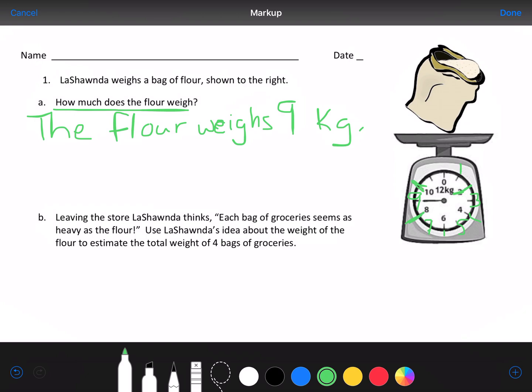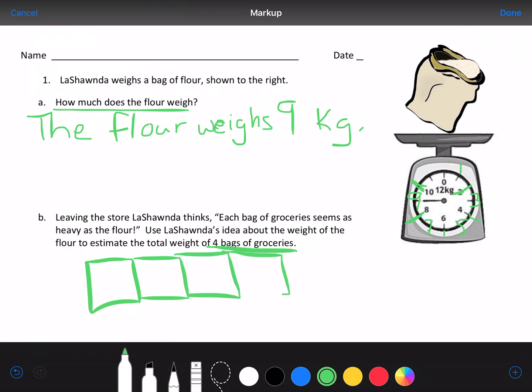B says, leaving the store, LaShonda thinks, each bag of groceries seems as heavy as the flour. Use LaShonda's idea about the weight of the flour to estimate the total weight of 4 bags of groceries. So right away, I think, 4 bags of groceries. Let me draw 4 bags.